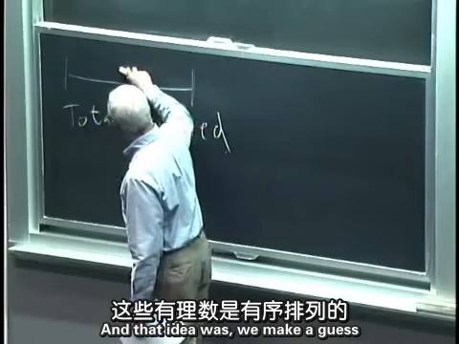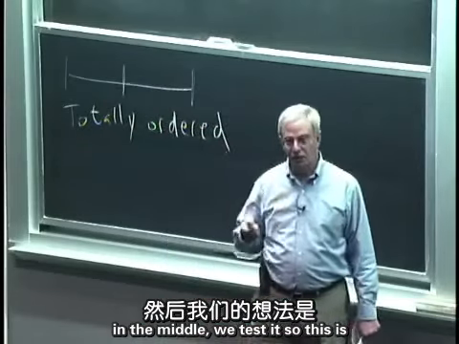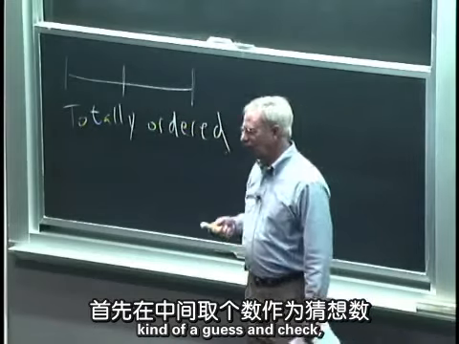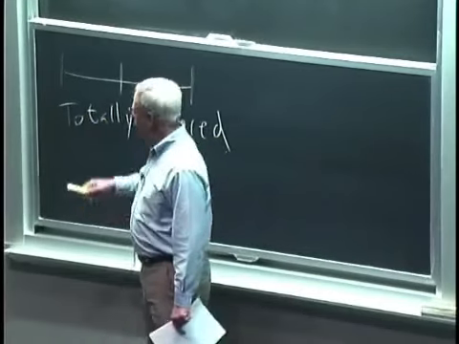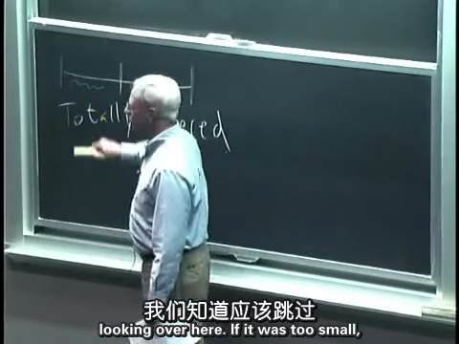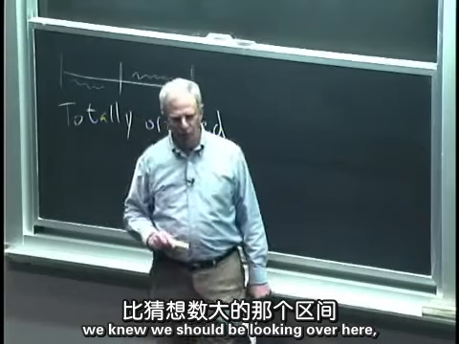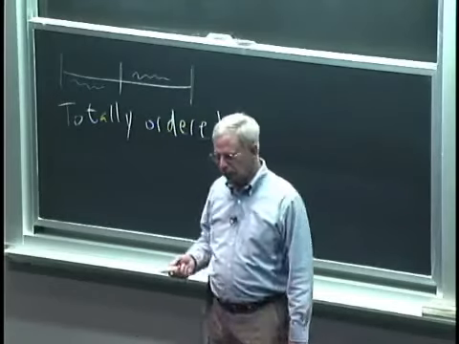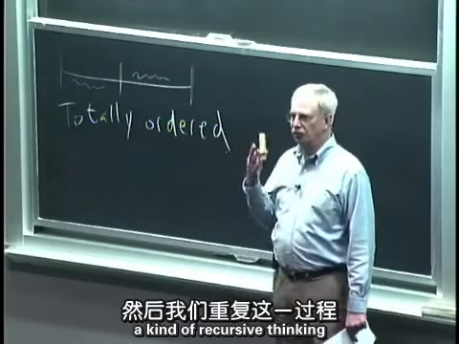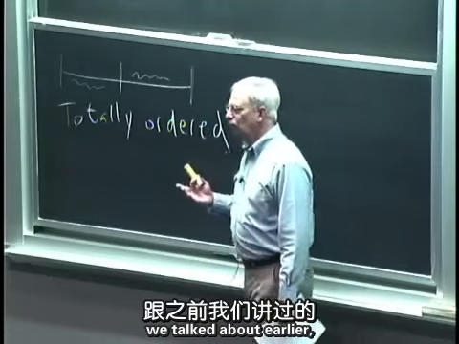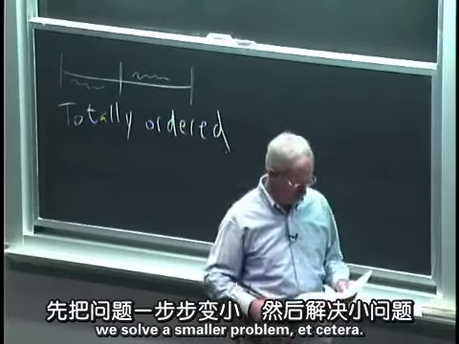And the idea was we make a guess in the middle. We test it, so this is kind of a guess and check. And if the answer was too big, then we knew that we should be looking over here. If it was too small, we knew we should be looking over here. And then we would repeat. This is the kind of recursive thinking we talked about earlier, where we take our problem and make it smaller, we solve a smaller problem, etc.